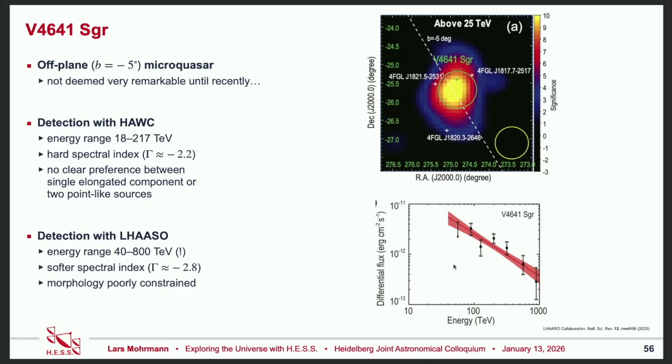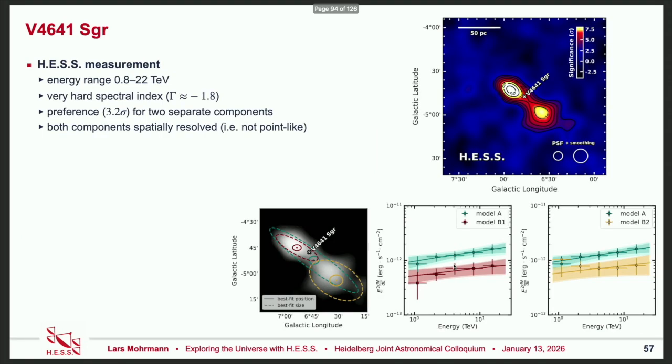At these energies, the index is a bit softer. However, again, they couldn't really constrain the morphology of this emission properly. But this is now where H.E.S.S. can really contribute. So we looked at this source as well, which we hadn't done before because it's relatively far off the plane, in a somewhat lower energy range, 0.8 to 22 TeV.